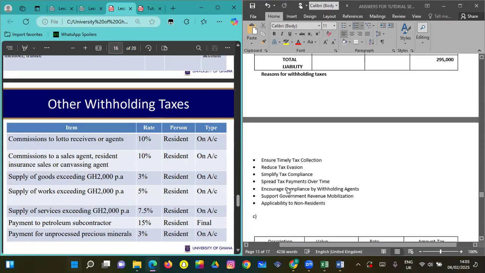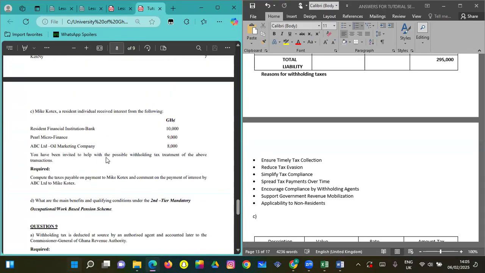So these are the reasons for withholding taxes: ensure timely tax collection, reduce tax evasion, simplify tax compliance, spread tax payments over time, encourage compliance by withholding agents, support government revenue mobilization, and ability to tax non-residents. Right, let's go to the next question.